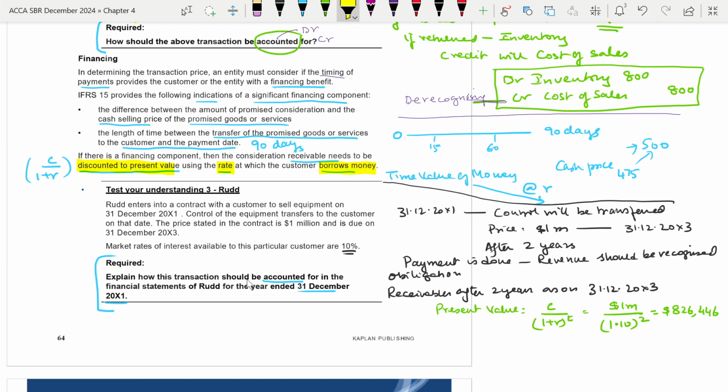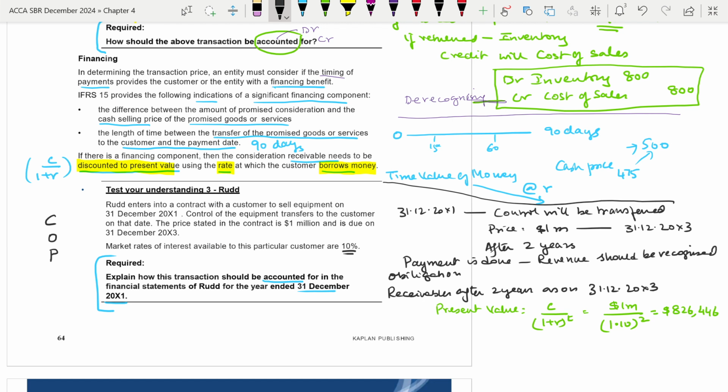What do we have to do? There is a contract, there is an obligation that we are going to deliver the product. There is a price element. In the price element, there is a financing aspect, is it right? They are financing it at the rate of 10, so at the rate at which the customer is buying, at that rate we have to discount the values.